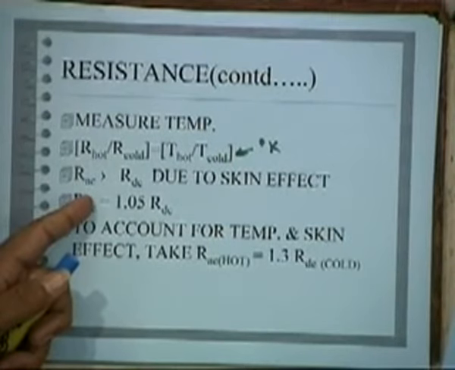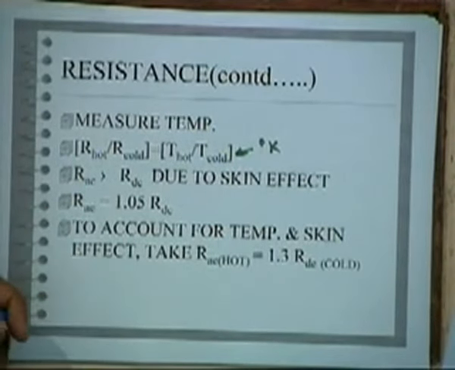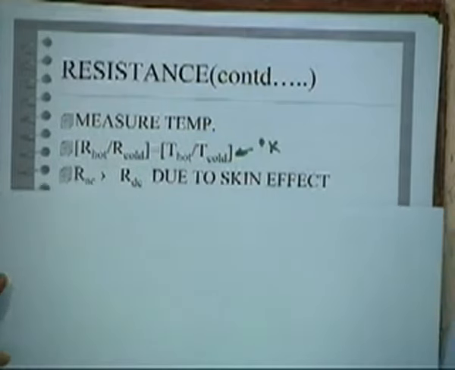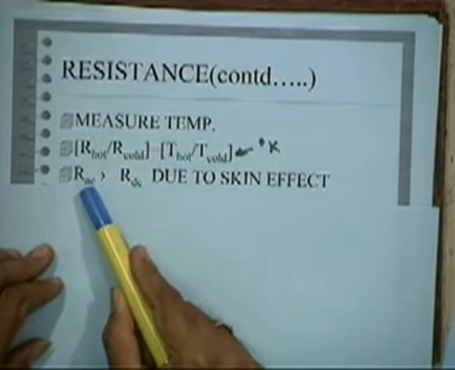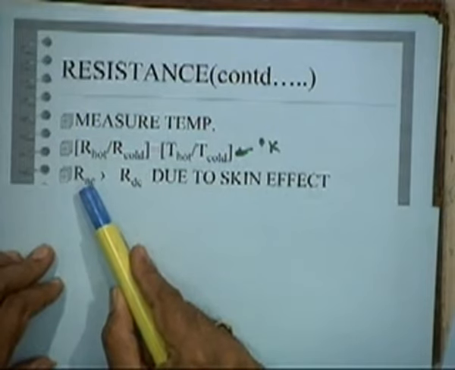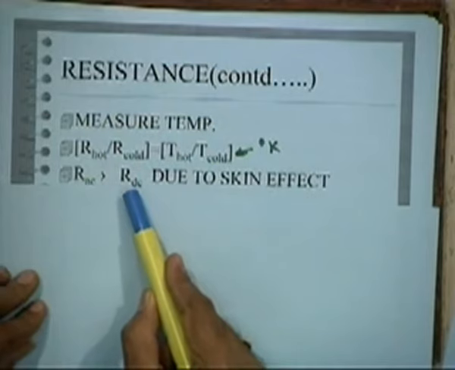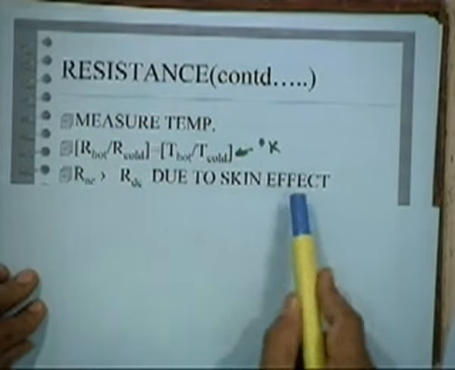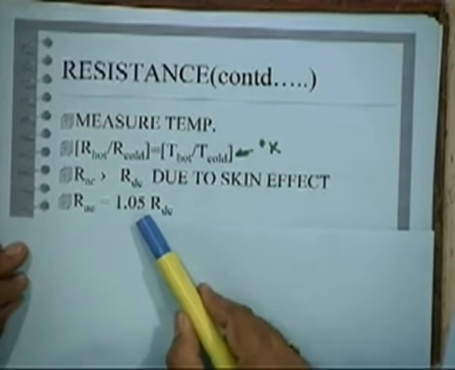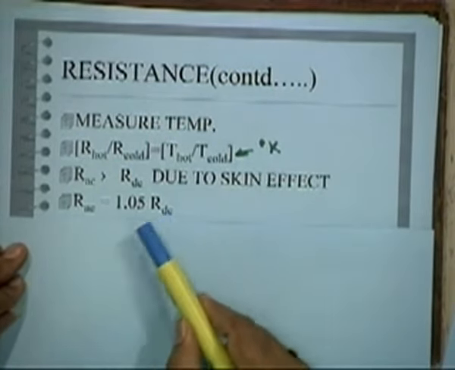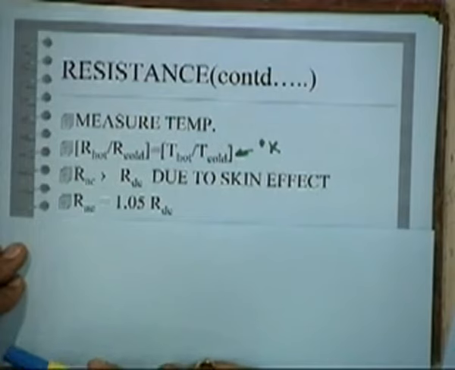Now you have done that. Now another thing is your operating frequency is AC and not DC. Therefore that is another problem that you will face, because there will be AC resistance, because of non-uniform distribution of currents because of AC, there will be some opposing fluxes and so on. So it will be more than RDC, due to skin effect. So typically RAC can be taken as 1.05 RDC. This is a typical value you can take.